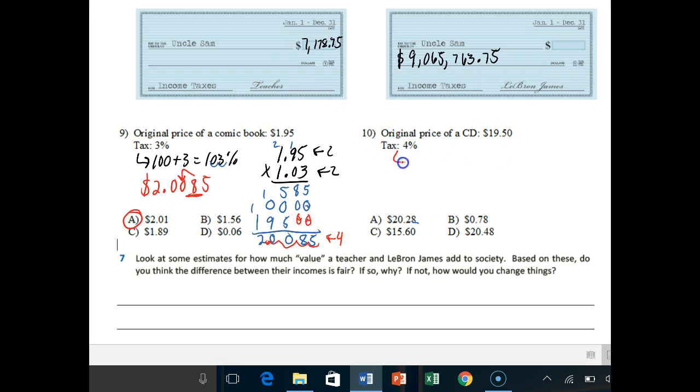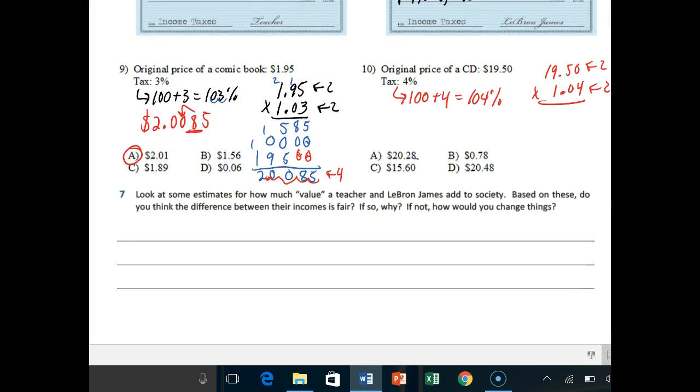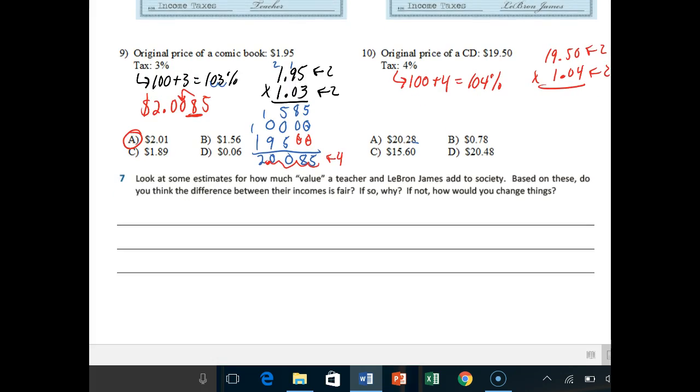So the tax again, it's 100 plus 4, which means we're going to be paying 104% of the price. So $1.95 times this as a decimal is 1.04, not 0.104, 1.04. Now remember, you have 2 decimals in each, so you have to swoop 4 times in the end, do the multiplication, find out how much you actually pay for that CD. That's $1.95 and has a 4% tax on it.